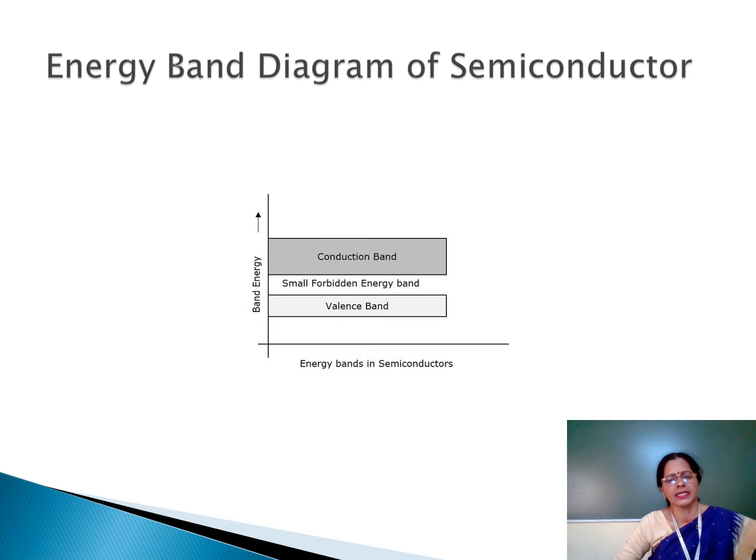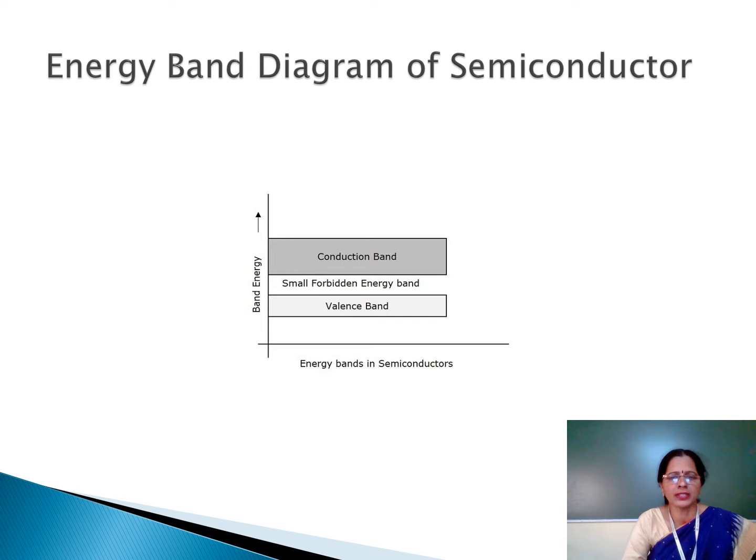Valence band basically consists of valence electrons, and conduction band consists of free electrons. The energy band possessed by the free electrons is known as the conduction band, and the energy band possessed by the valence electrons is known as the valence band. And the gap between the conduction band and valence band is known as the forbidden energy gap.